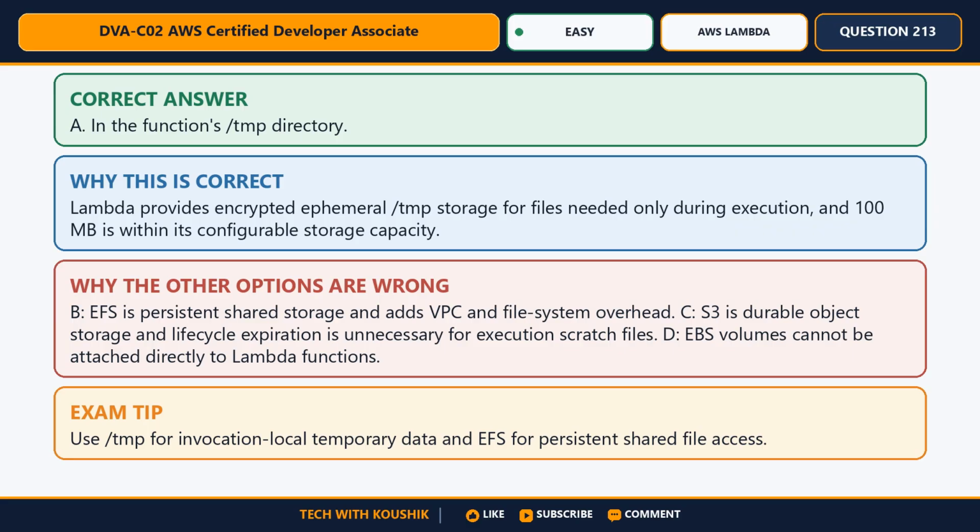B. EFS is persistent shared storage and adds VPC and file system overhead. C. S3 is durable object storage and lifecycle expiration is unnecessary for execution scratch files. D. EBS volumes cannot be attached directly to Lambda functions. Exam tip. Use /tmp for invocation local temporary data, and EFS for persistent shared file access.